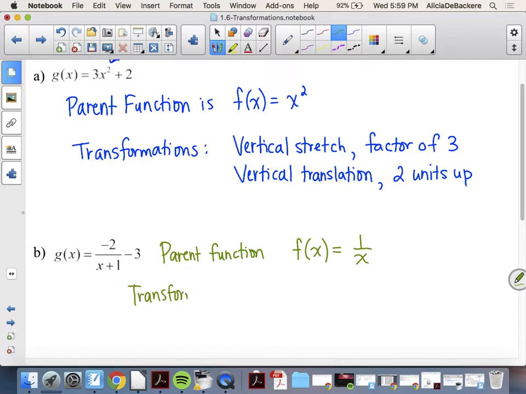This is kind of a weird one because they've multiplied that a value into the numerator like we did in a couple of our other examples. So remember that that -2 was multiplied in, and that's actually my a value right here. My a value is negative, so that tells me that there's a reflection in the x-axis or a vertical reflection. The 2 in my a value tells me that there's a vertical stretch, and the factor is 2.